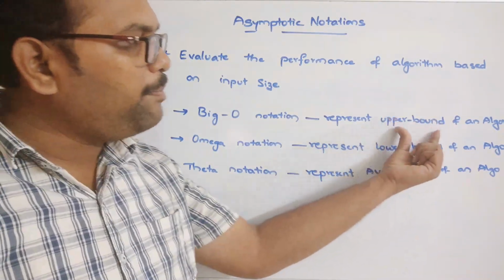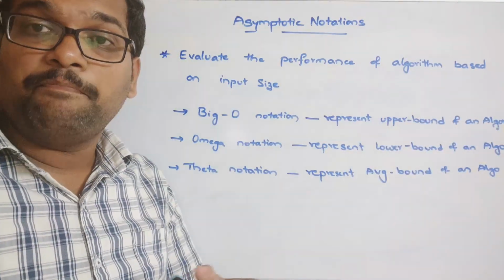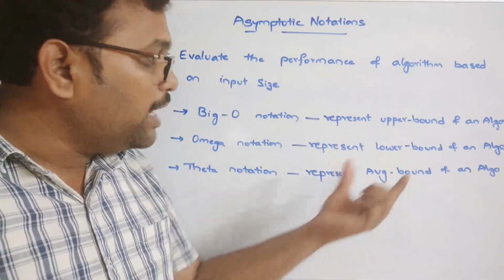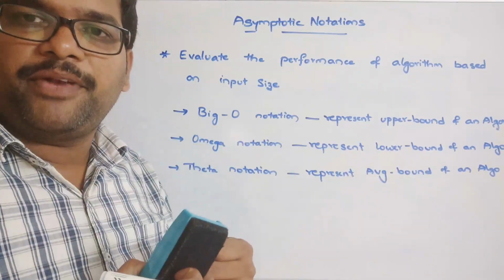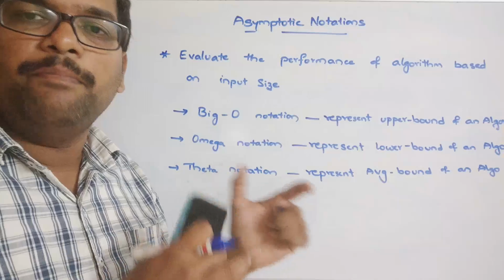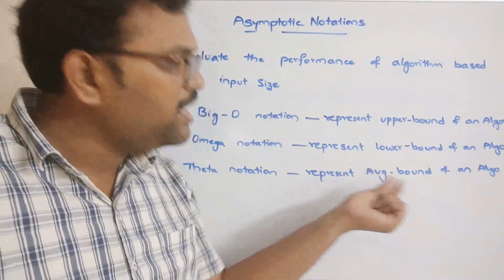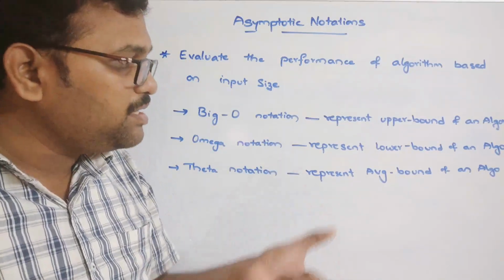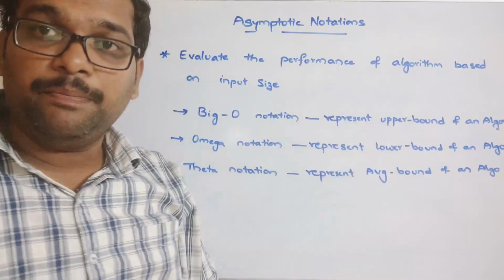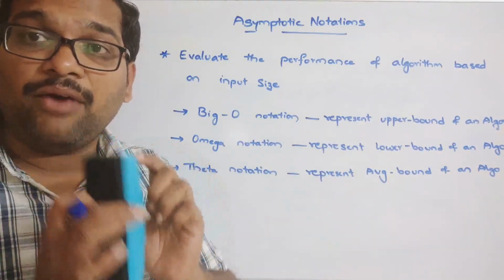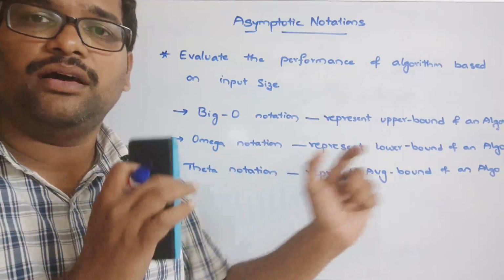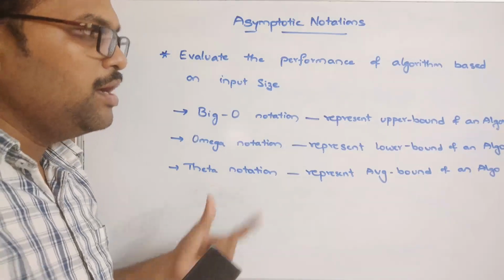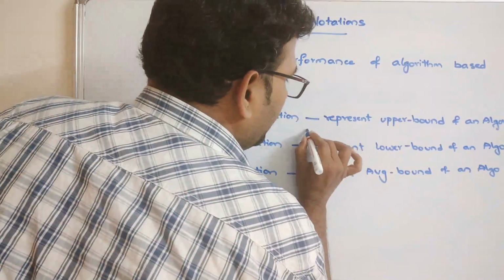Here the upper bound of an algorithm means the maximum time the algorithm will take to complete its execution, and the lower bound means the minimum time the algorithm will take to complete its execution. And the name itself indicates it is an average bound, or in some cases we could call it a tight bound. That means in between the upper bound and the lower bound, the average time or the exact time the algorithm takes to complete its execution, we call it theta notation.